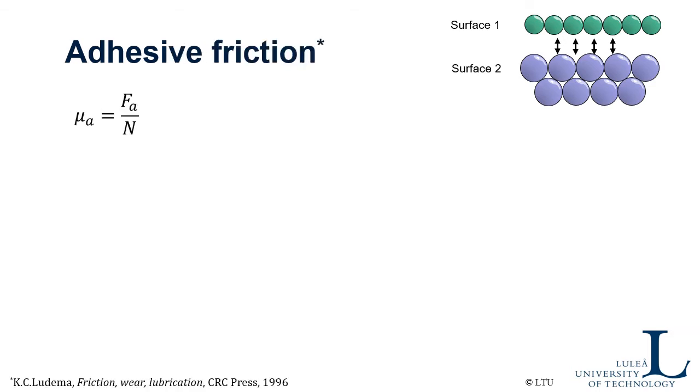Some thinking about adhesive friction then is that the adhesive friction coefficient is the adhesive friction force divided by the normal force. Well, what is that then? The adhesive friction force is the shear strength of the interface multiplied by the real area of contact, and the normal force is approximately the hardness multiplied by the real area of contact. That means that the adhesive friction coefficient is the shear strength divided by the hardness.